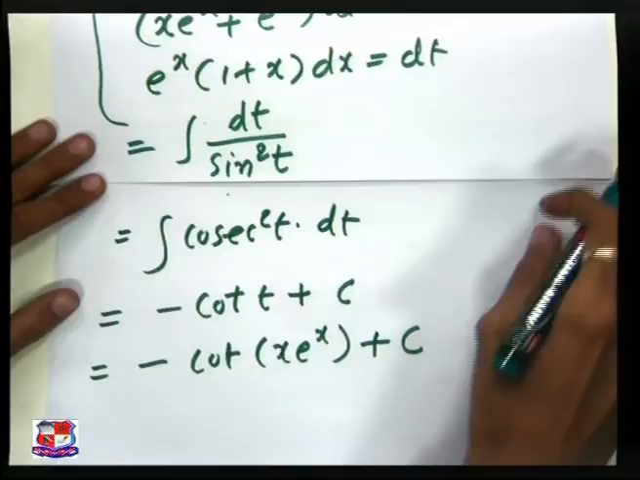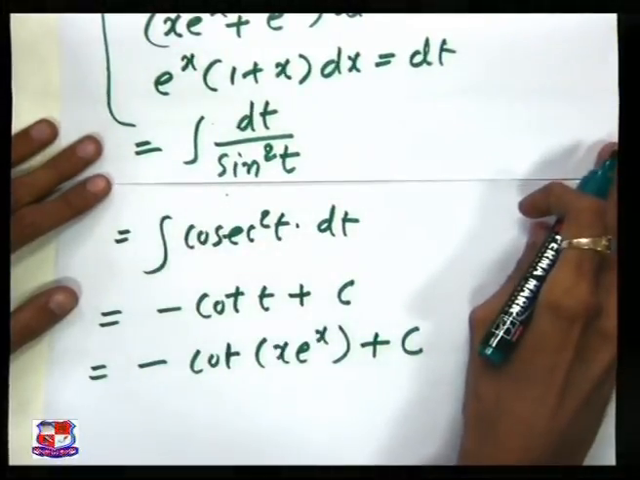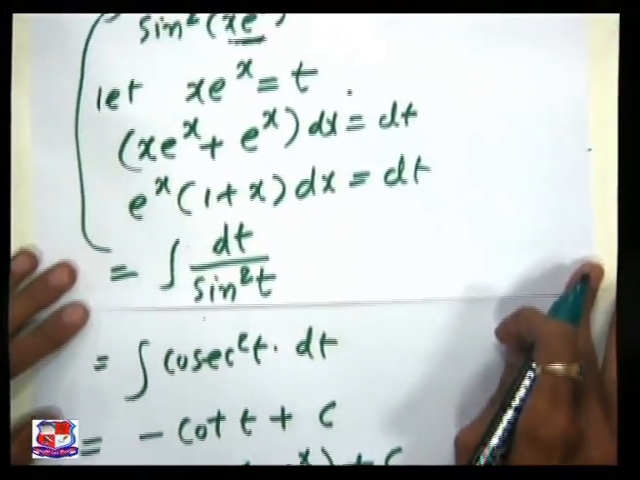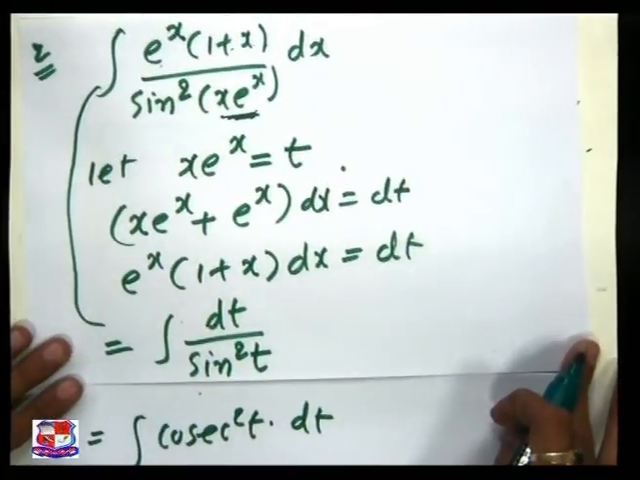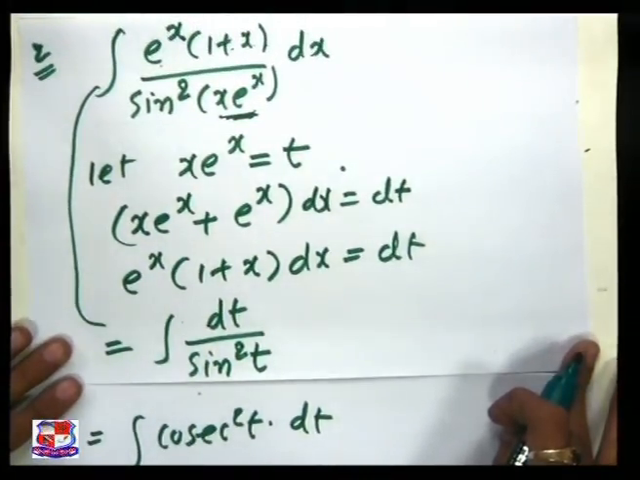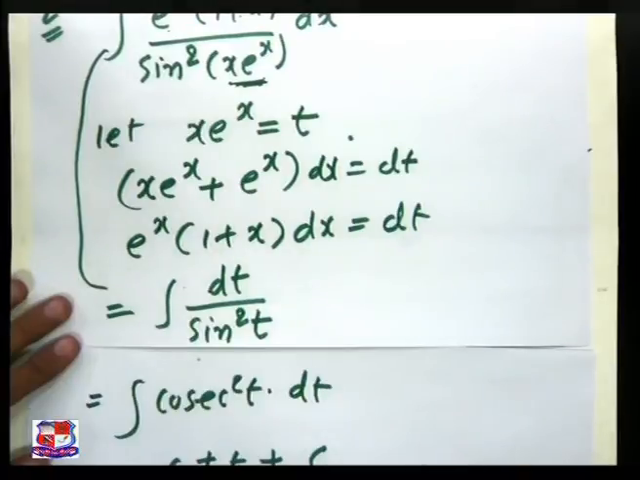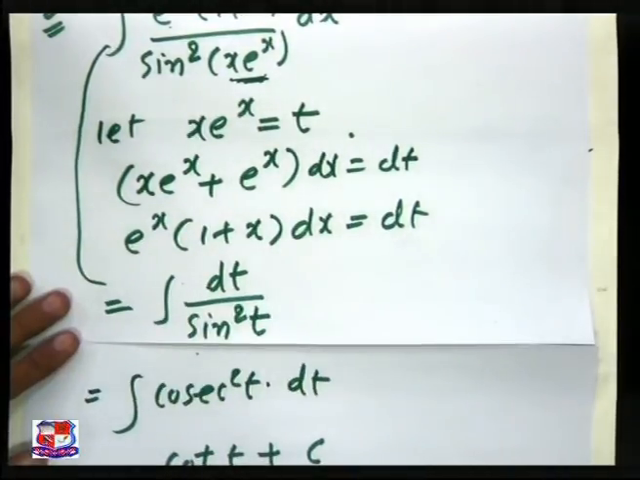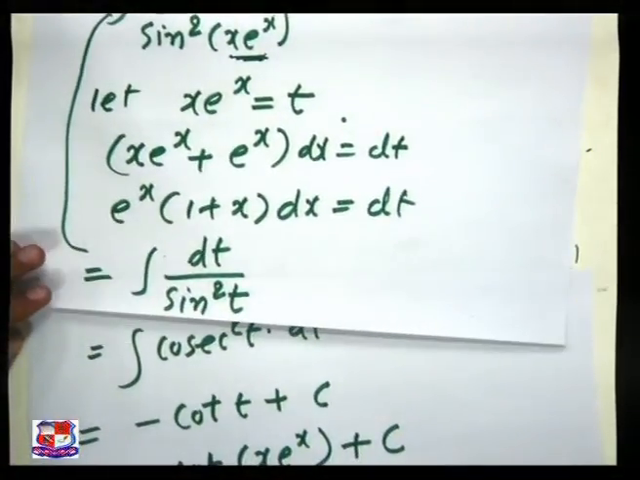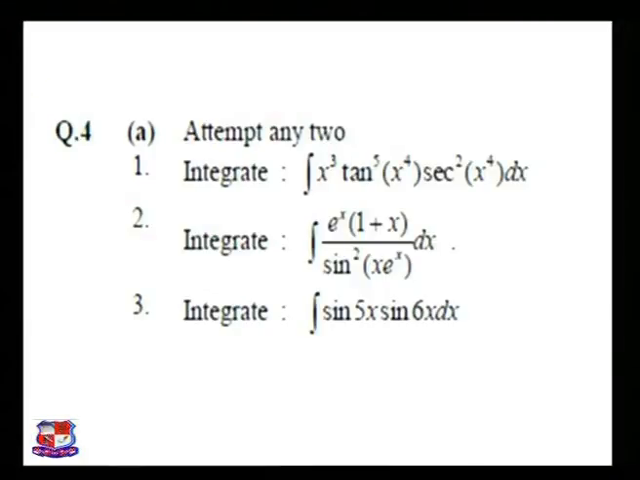This is quite an easy method to evaluate the integration. This is the method of substitution, right? So if we put x into e raised to x equal to t, in this way we can integrate this function. Okay, so let us look at the last example of this session, because this session is going to end, and we are going to finish question number 4a, right?